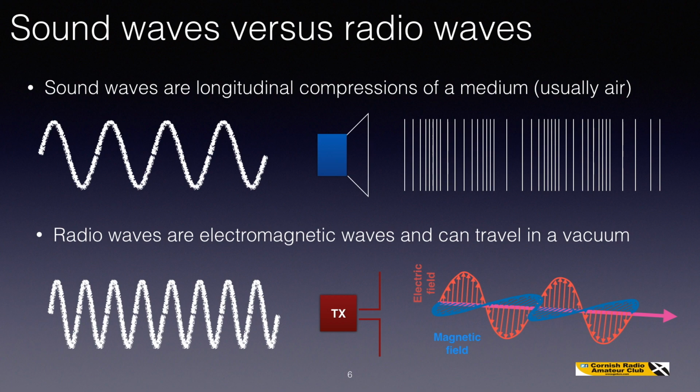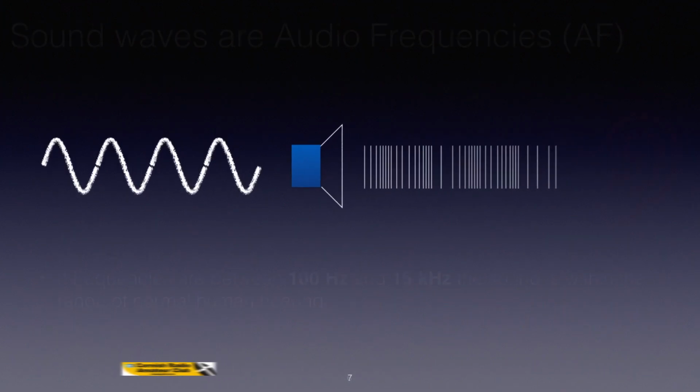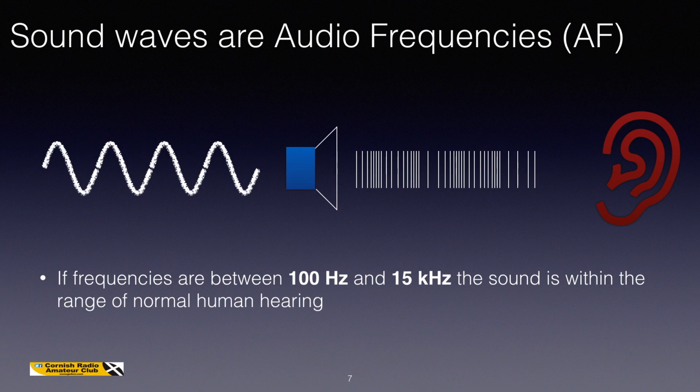So there we are. You do not need to know the difference between sound waves and radio waves other than frequency for the foundation course, so learn those frequencies. Sound waves are audio frequencies, we've said that, and the values in the syllabus are 100 Hz to 15 kilohertz, and that is the range of sound the average human being is able to hear.